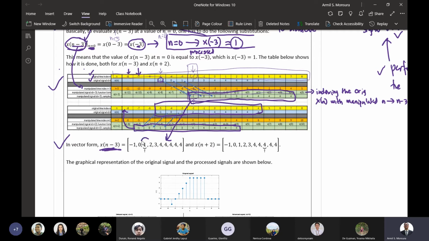Tingnan niyo kung ano yung naka-reference dito. Okay, so ano yung basis nung paglalagay ko nito? Hindi naman yung manipulated time index eh. Ang basis ng paglalagay ko niyan ay yung original time index pa rin. Okay? Naintindihan po ba?